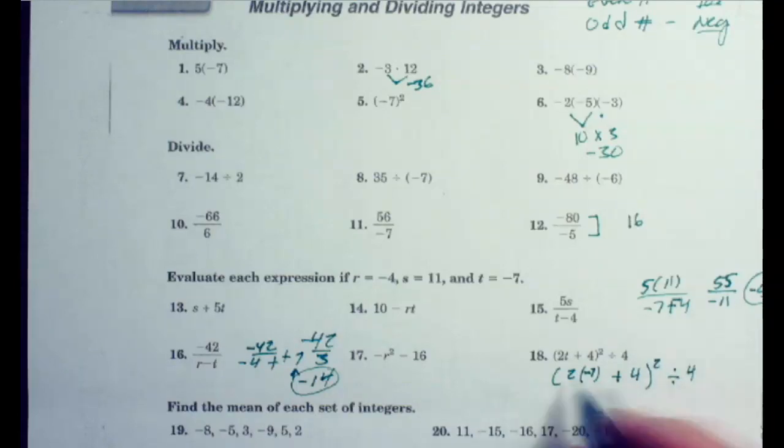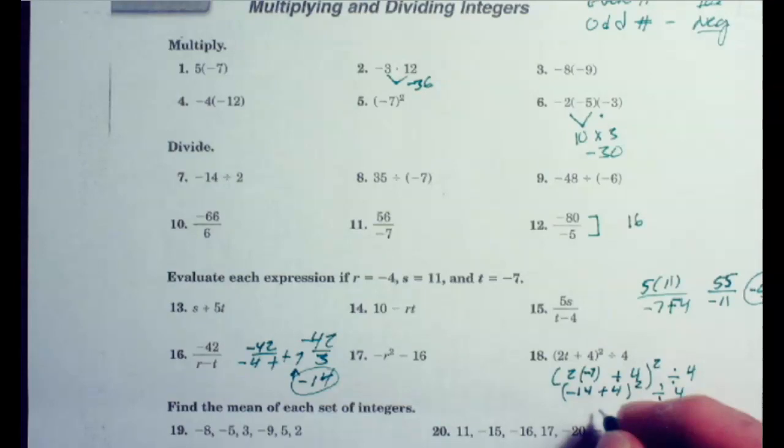Okay, so 2 times a negative 7, that's going to be a negative 14. We'll do that plus 4. That's squared divided by 4. Then we have a negative 14 plus 4. Well, those are different signs, and the difference is 10, and it's negative.